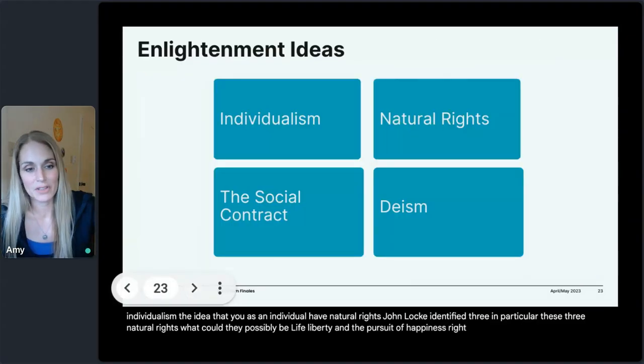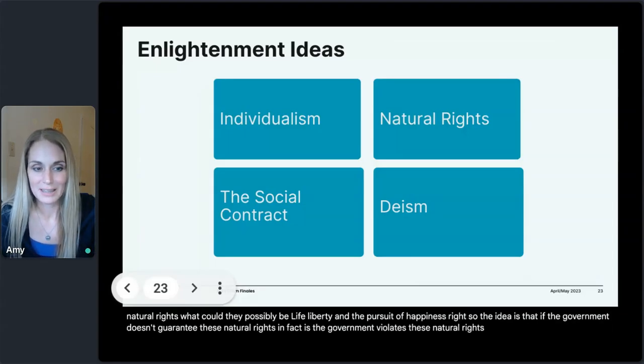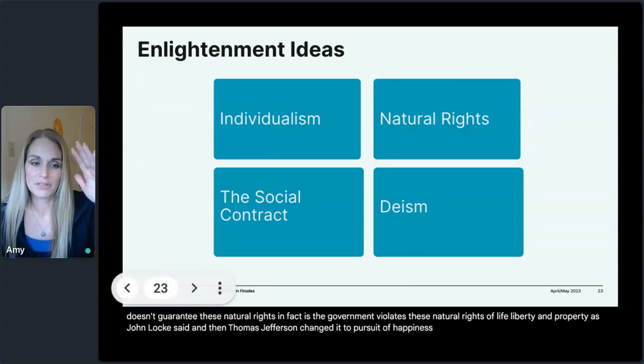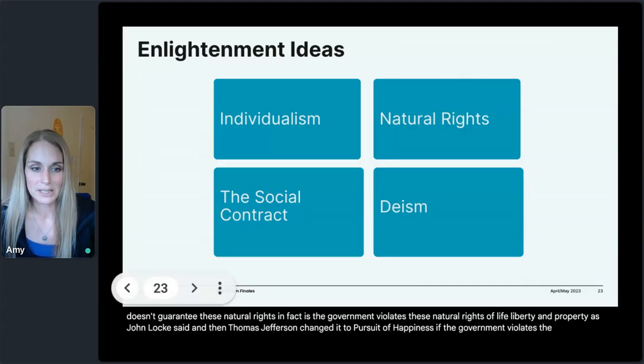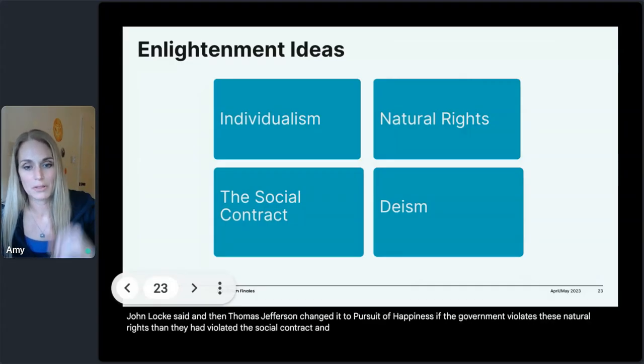Life, liberty, and the pursuit of happiness, right? So the idea is that if the government doesn't guarantee these natural rights, in fact, if the government violates these natural rights of life, liberty, and property, as John Locke said, and then Thomas Jefferson changed it to the pursuit of happiness, then it has violated the social contract and can be overthrown.